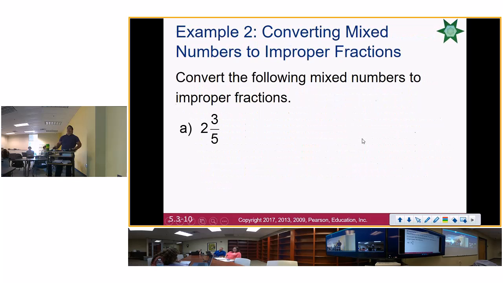Okay, let's see if everybody can change this number into an improper fraction. I'm not going to ask you to answer the question. I'm just going to throw it out there and say, can you change it? And then if not, I'm going to show you how to. And if you do know how to change it, then good. So you want to change that to an improper fraction.